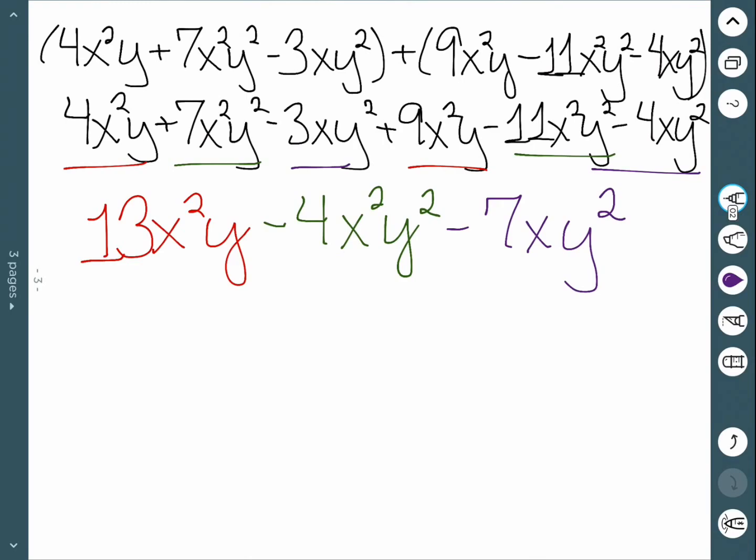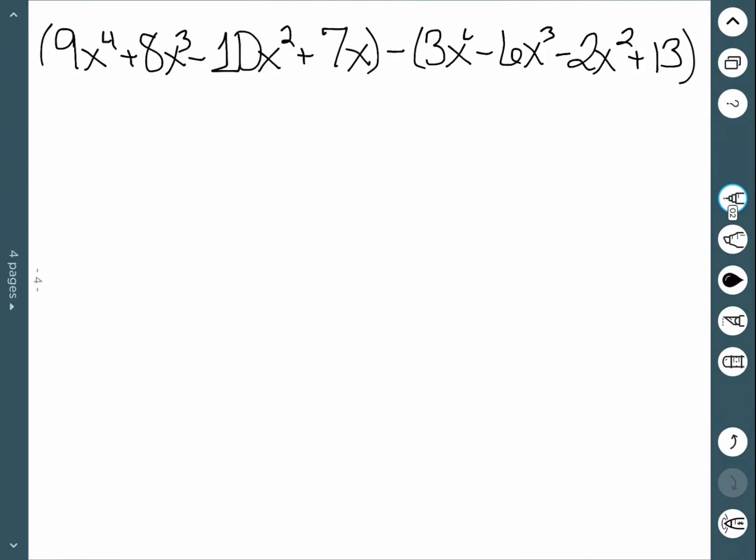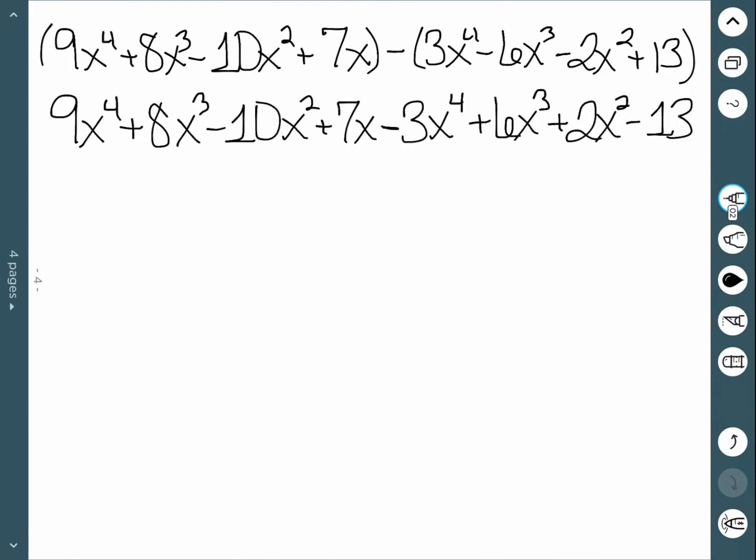So now that we've added, what about subtracting? How does that differ? The only difference between addition and subtraction is the negative sign in the middle, and that does have one major impact. It's the same thing that happened when we were simplifying algebraic expressions, because remember, that's all polynomials are. They're special types of algebraic expressions. And the rule was we need to distribute the negative sign. So we need to make sure that we change the sign of everything inside of the second parentheses. So the second parentheses becomes negative 3x to the fourth plus 6x cubed plus 2x squared minus 13.